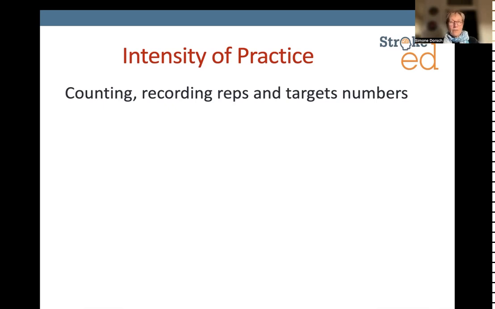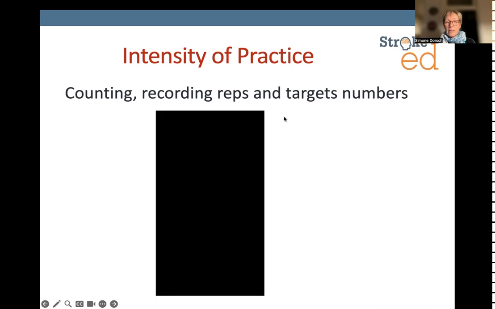If you have that conversation, but you have no idea how much practice somebody is doing, it's not being counted, it's not being recorded, then you're saying it's important, but your actions are implying that it's not important. And you cannot establish targets. You don't have any systems in place for increasing intensity over time if you don't know what people are doing, if it's not being counted and recorded.